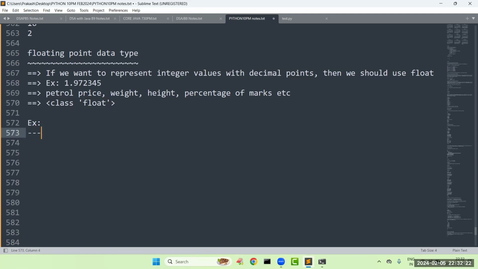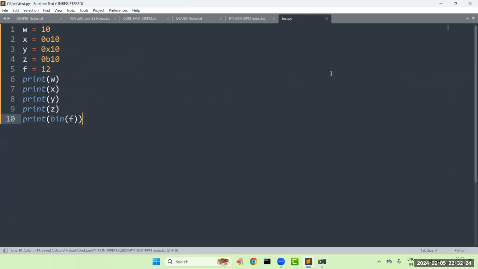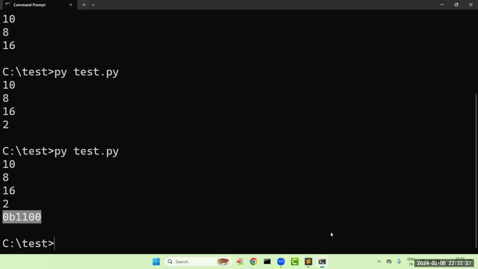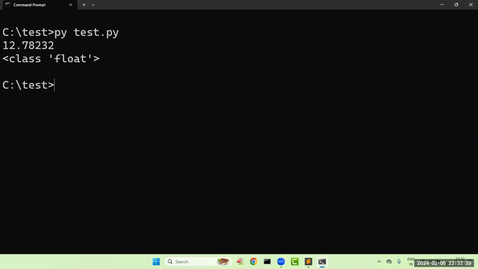Let me take one example so that you can get clarity. I'm taking f is equal to something like 12.78232. If you print f and ask for the type of f, what output are we going to get? It will return 12.78232, and it is of type class float. This is the way you can represent floating point values.